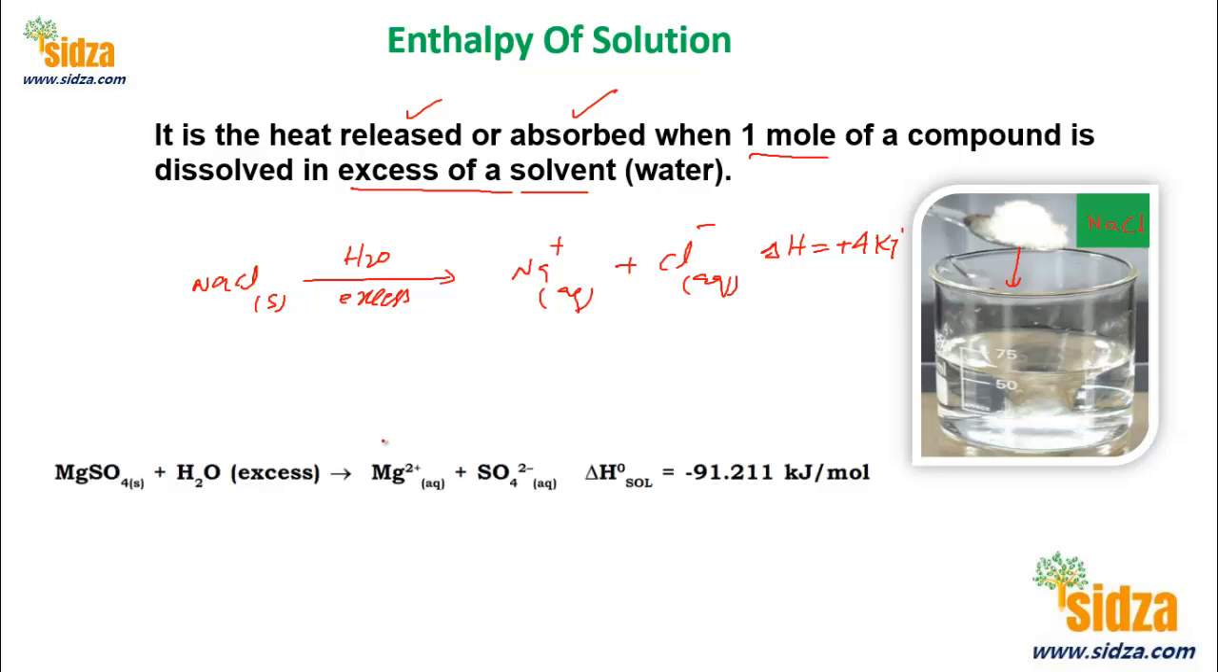Similarly, if you put magnesium sulfate, another salt, in an excess of solvent and you get the magnesium and the sulfate ions aqueous, the heat of solution for this solute is negative 91.211 kilojoules per mole. That means this is the amount of heat that has been released, because here it is negative. So negative indicates that the heat is released, right? For NaCl, it is positive. That means the heat of solution or enthalpy of solution can either be positive or negative.